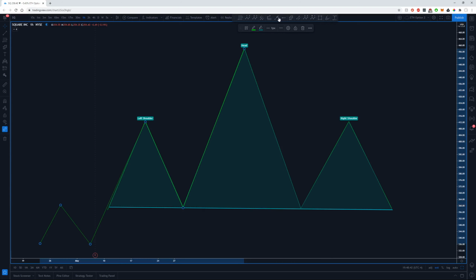And you'd want to play the breakout of this head and shoulders below the neckline right here. So once we get our confirmed close below this blue neckline, that's when you want to take a short or put position as your trade.